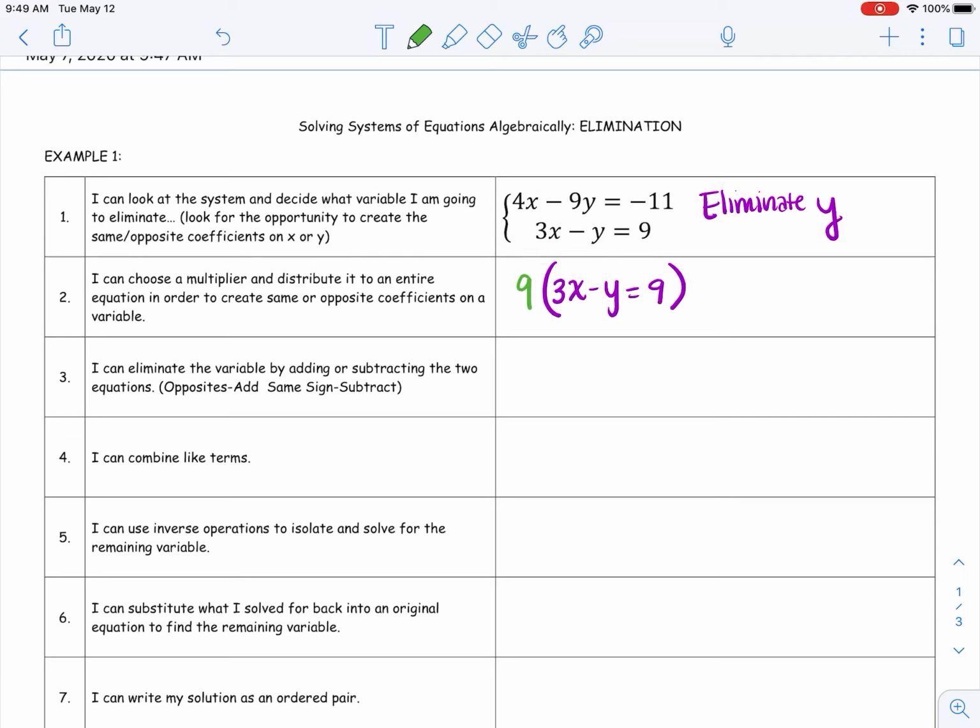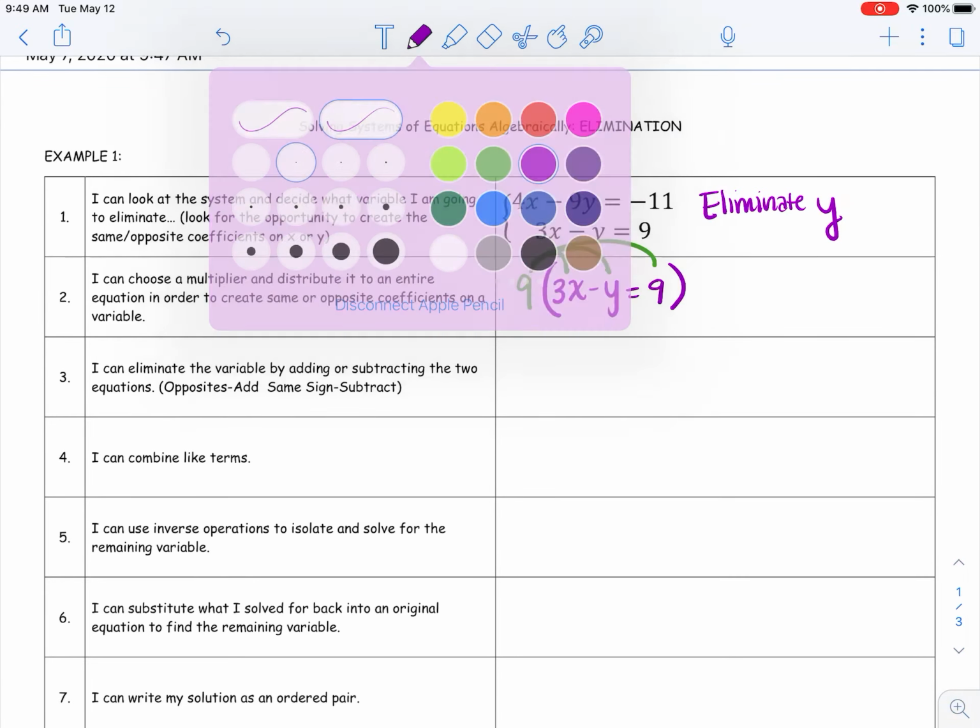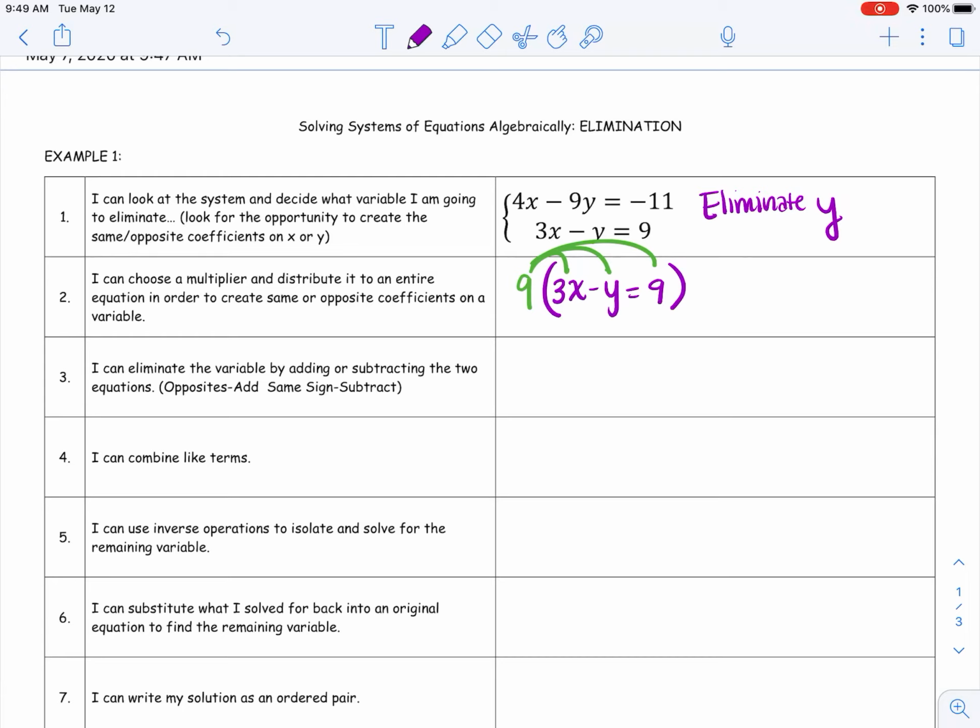And when I say the equation, I mean every piece of the equation. We're going to distribute this 9 to both sides of the equation, and it's going to give us a new equation that's equivalent to the old one. So when I distribute that 9, I end up with 27x minus 9y equals 81. Okay, and I'm just going to copy my first equation from above. And since we have the same sign in front of my y's, I'm going to subtract.